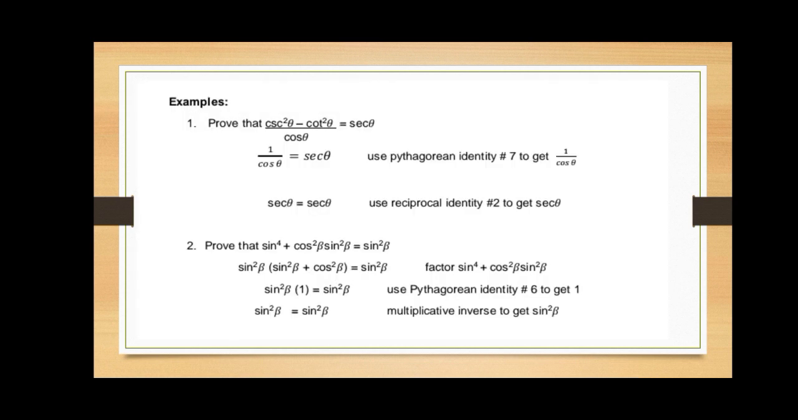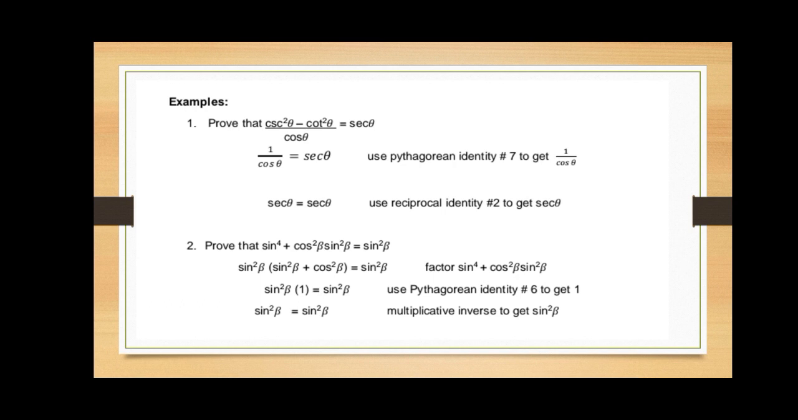Pythagorean identities. For example, prove that cosecant squared theta minus cotangent squared theta over cosine theta is equal to secant theta. To prove, use Pythagorean identity number 7 to get 1 over cosine theta. 1 over cosine theta is equal to secant theta. Secant theta is equal to secant theta. So use reciprocal identity number 2 to get secant theta.